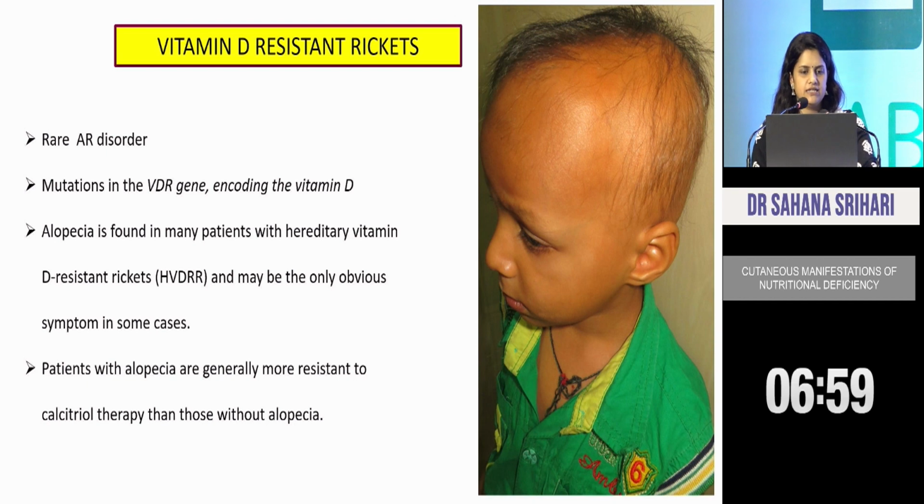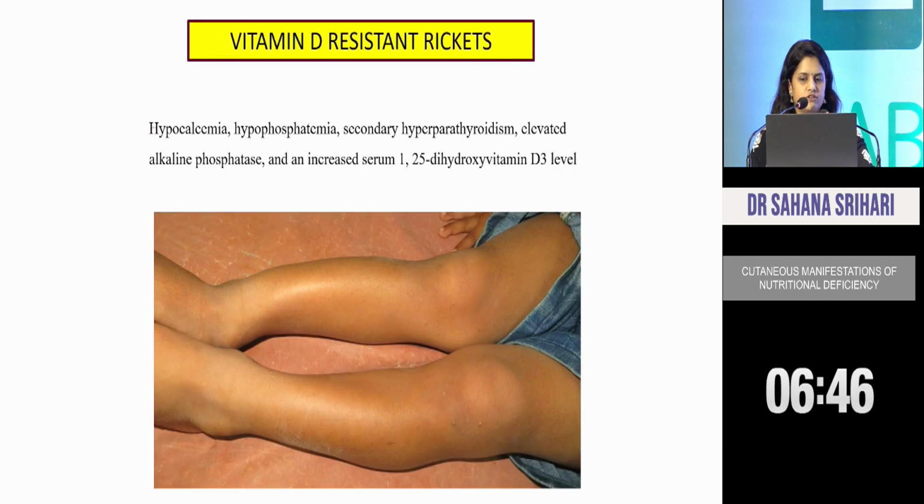Next, we discuss vitamin D resistant rickets. This is a rare autosomal recessive disorder due to mutation in the VDR gene. Alopecia is a characteristic feature. Patients with alopecia are generally more resistant to treatment with calcitriol than those without alopecia. These are the bony changes.